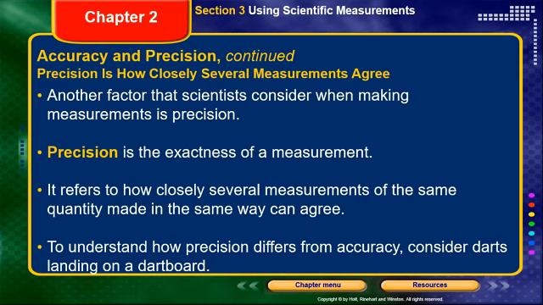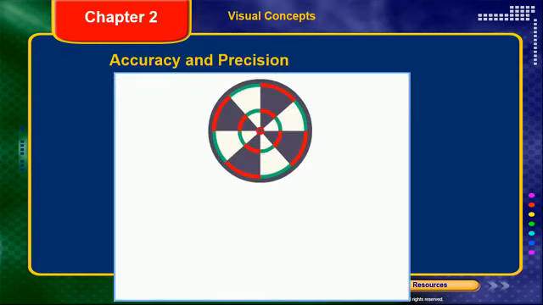So let's refer back to the dartboards. Accuracy is the closeness of measurements to the correct or accepted value of the quantity measured. Precision is the closeness of a set of measurements of the same quantity made in the same way. Consider a game of darts. The target or accepted value is the bullseye in the center.